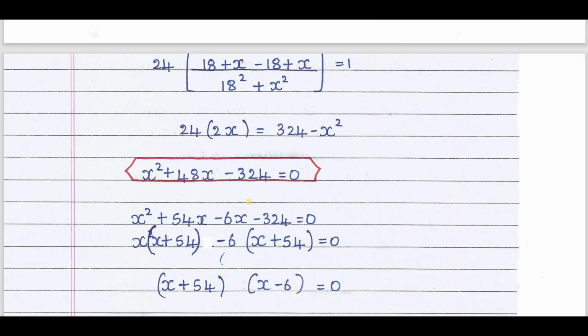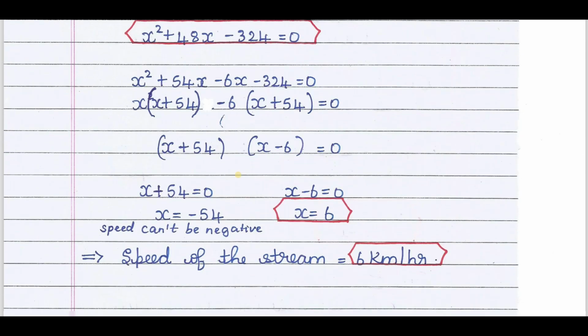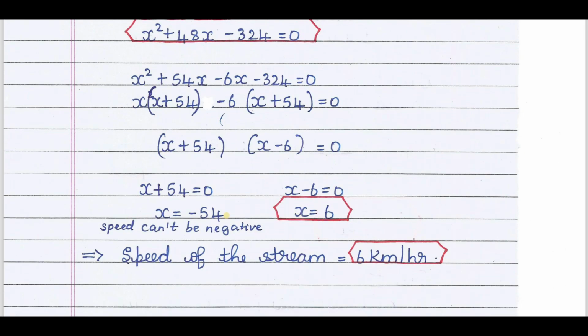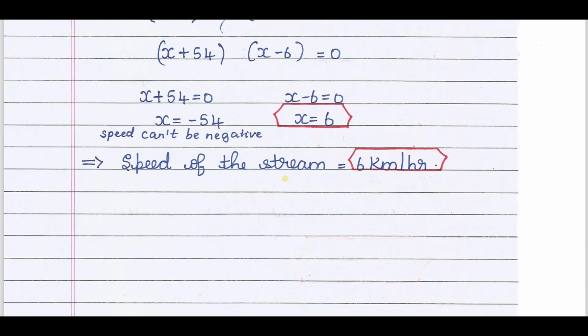By simplifying, we get a quadratic equation. By the factorization method, we get x equals 6 and x equals minus 54. Therefore, the speed of the stream is 6 kilometers per hour.